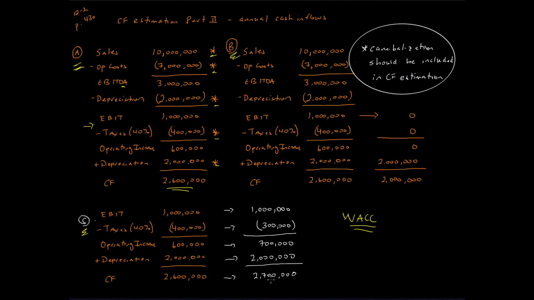So a decrease in the tax rate is going to increase operating cash flow, and since operating cash flow is increased, NPV is going to be higher, IRR is going to be higher, MIRR is going to be higher, and my payback period is going to happen faster.